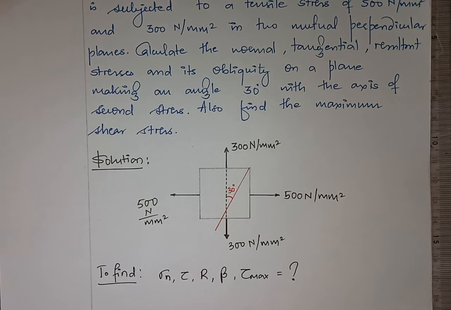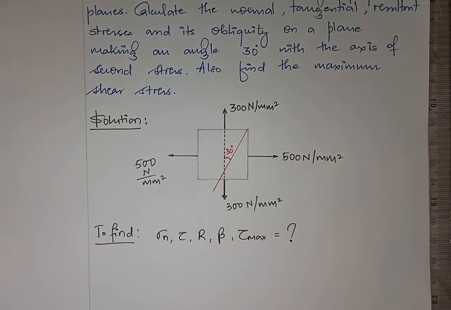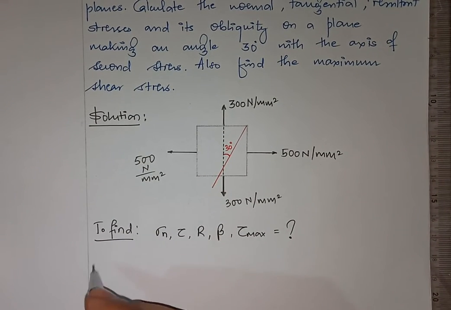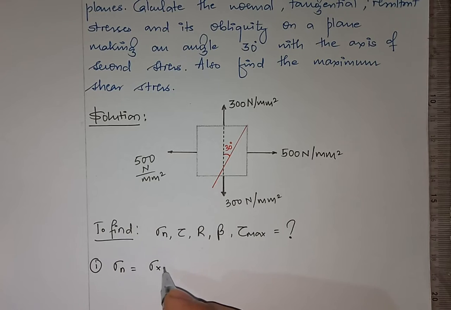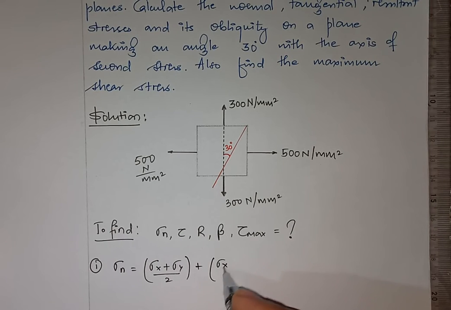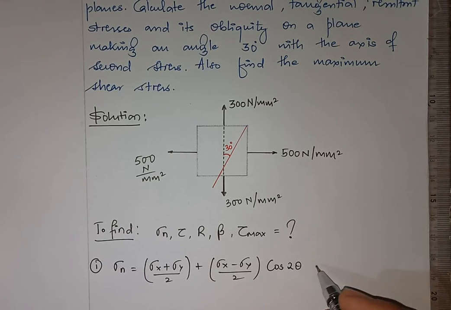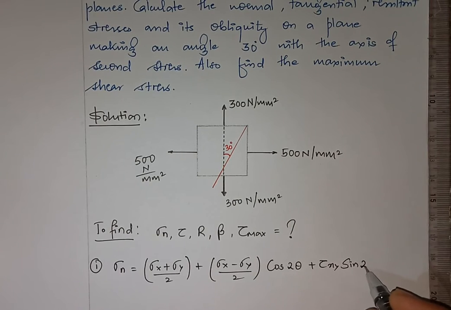Let us go step by step. First step is finding of normal stress. We know the normal stress formula. Sigma n is equal to (sigma x plus sigma y) divided by 2 plus (sigma x minus sigma y) divided by 2 cos of 2 theta plus tau xy into sine of 2 theta.